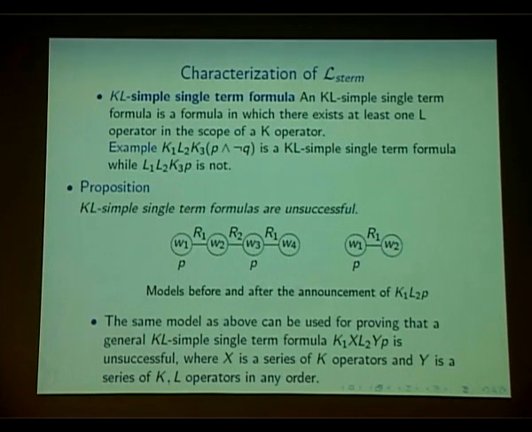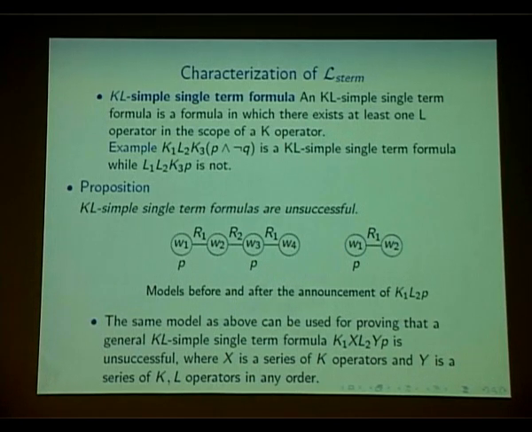Now the interesting thing is that the same model works for any general KL simple single term. So for any general KL simple single term, which looks like K1 X L2 P, you look at the first K operator, and you look at the first L operator, and you use the exact same model. So it's very nice in this way: you don't have to construct models for each one. With this definition, you can capture all the formulas which have at least one L operator in the scope of a K operator.